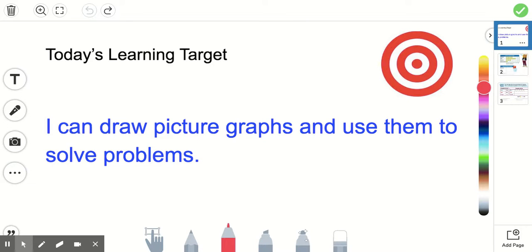Hi friends, it's Mrs. Kiefer, and today we are going to draw picture graphs. Before we were doing bar graphs, and today we're going to do something called a picture graph. So our learning target is I can draw picture graphs and use them to solve problems. And not only are we drawing picture graphs, but we're going to be reading them as well.